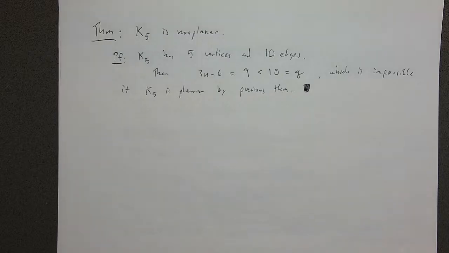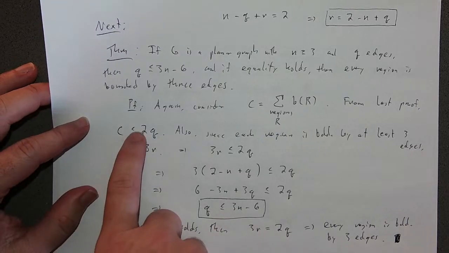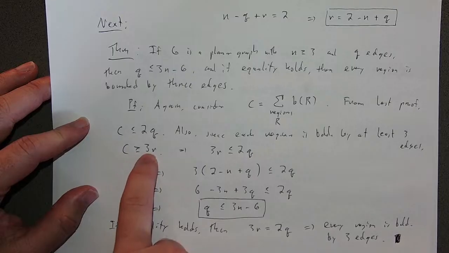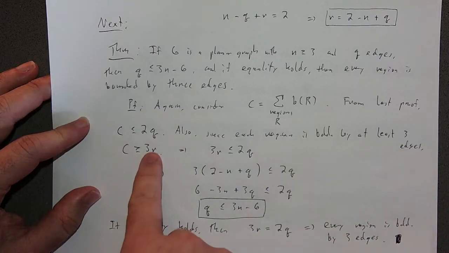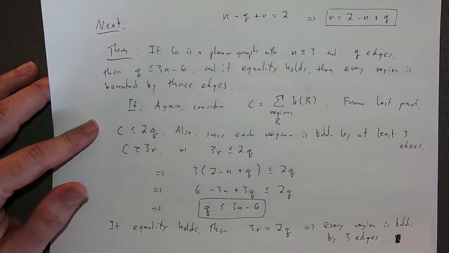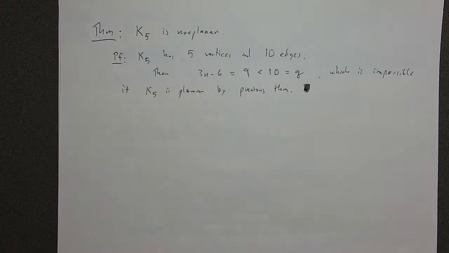So the equality applying is that in this case, if 3r is equal to 2q, then because c has to be at least 3r, it has to actually be exactly equal to 3r. The reason we got the greater than or equal to 3r case was because every region is bounded by at least 3 edges. But if c is equal to 3r, the only way that can happen is if each region is bounded by exactly 3 edges, which is what we were trying to prove. So that's how that applies. Okay. So K5 is another example of a non-planar graph.